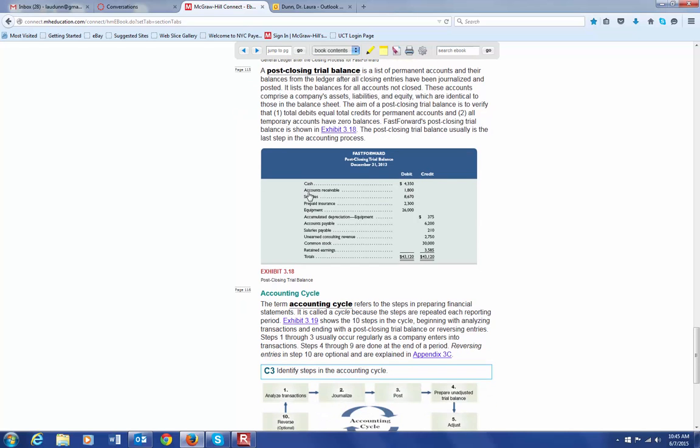So it's going to have all of your assets here, and then this, remember, is your contra asset account. It deducts from your equipment account. Here's your liabilities, also including unearned revenue, and then here are your equity accounts. And again, these two have to equal. Debits have to equal credits.